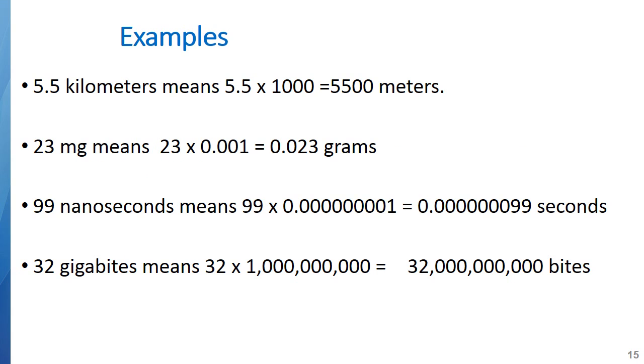And so here's just some examples. 5.5 kilometers just means 5.5 times 1,000, or 5,500 meters. So you could say 5.5 kilometers or 5,500 meters. They mean the same thing. 23 milligrams really means 23 times 0.001 grams, or 0.023 grams. 99 nanoseconds would be 99 times 10 to the minus 9th seconds, which would end up being 9.9 times 10 to the minus 8th seconds. 32 gigabytes means literally 32 times 1 billion bytes, or 32 billion bytes.